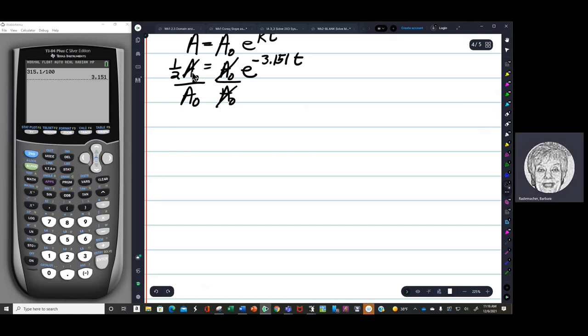Cancel, cancel, cancel, cancel. That leaves me with 1/2 equals e to the negative 3.151 t. Then I take the ln of both sides.